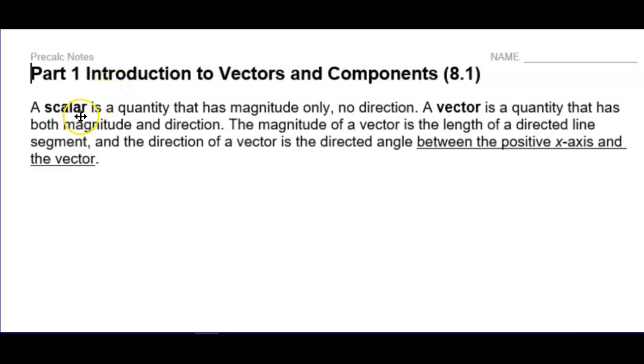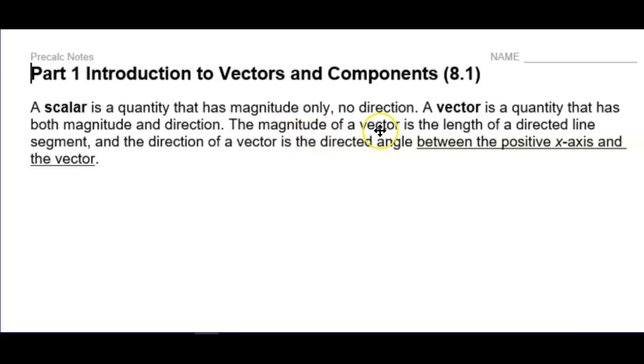A scalar is a quantity that has magnitude only, for example, time or weight, or it has one label only. A vector is a quantity that has both magnitude and direction. So I'm going to go 30 miles an hour north, or I am going to have a force of 6 newtons in this direction, or whatever.